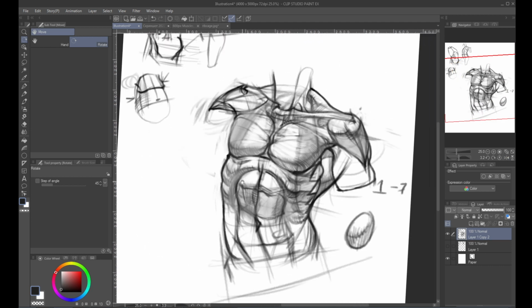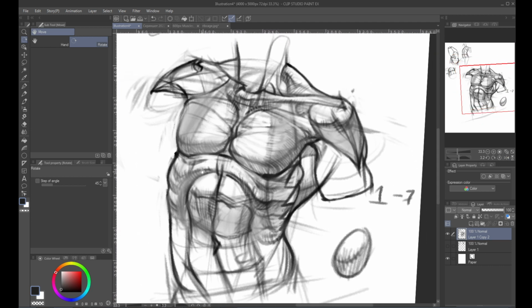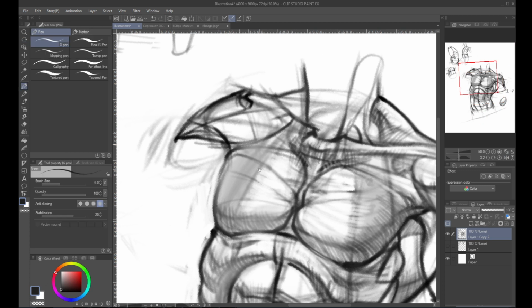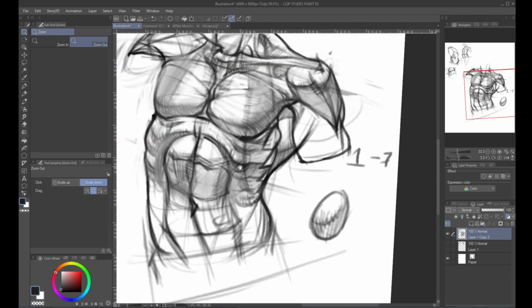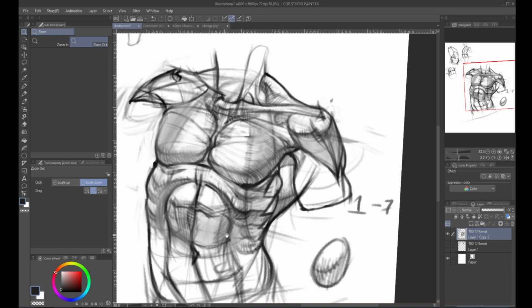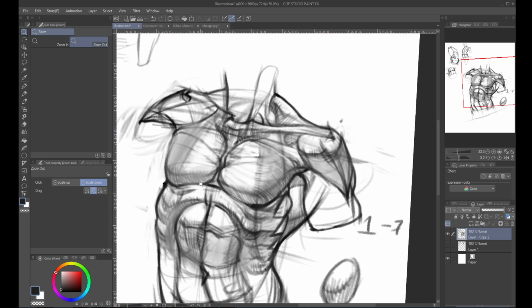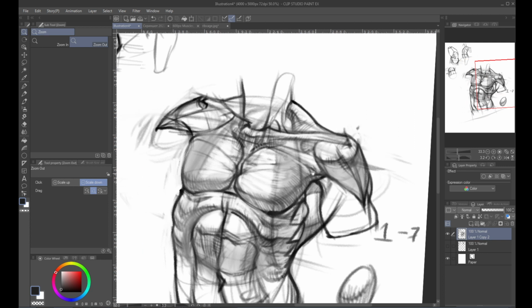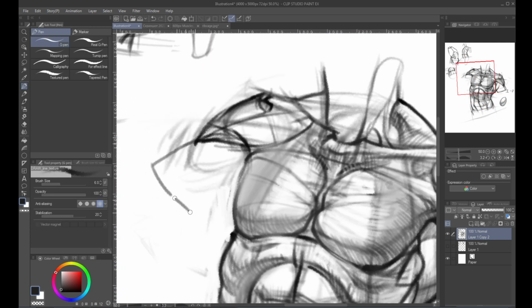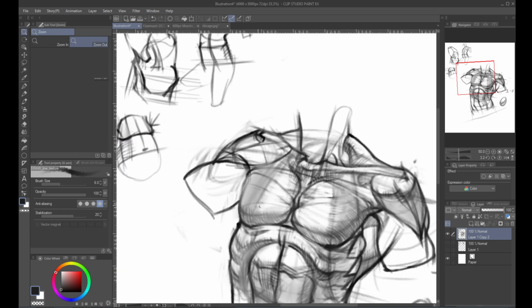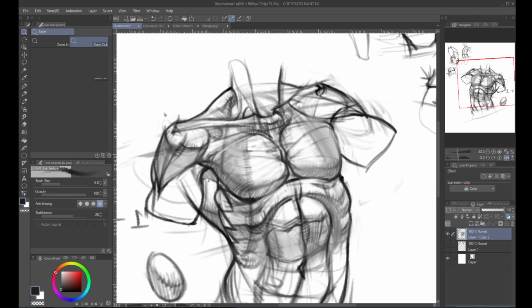So now our person already looks like a person. We have the general volume, we have most of the main muscle groups, and we even have one arm, but we can imply another here. There.